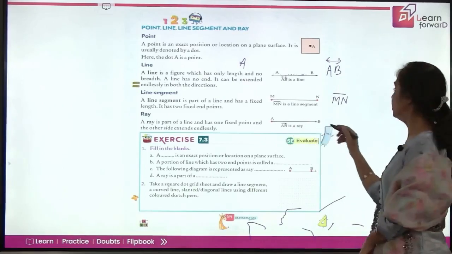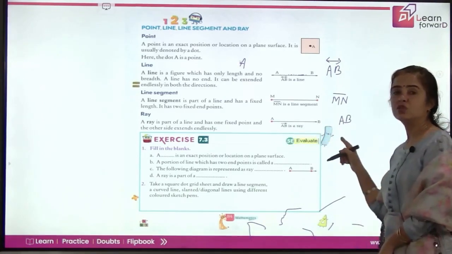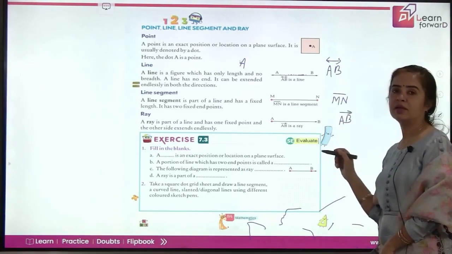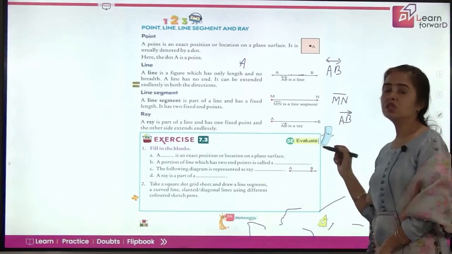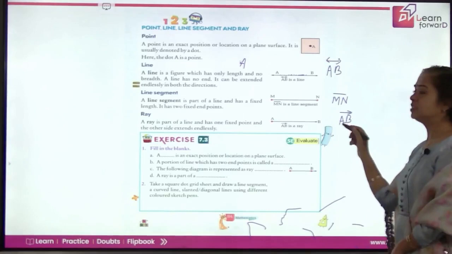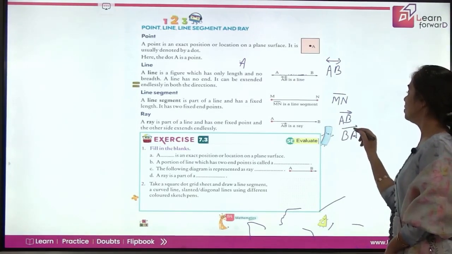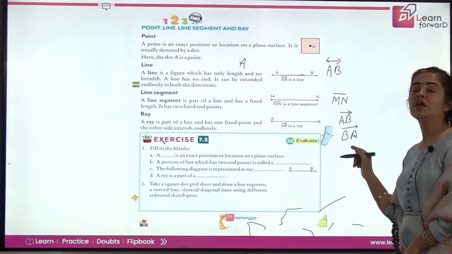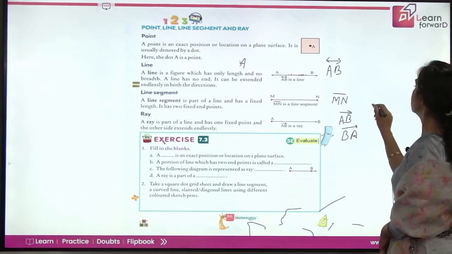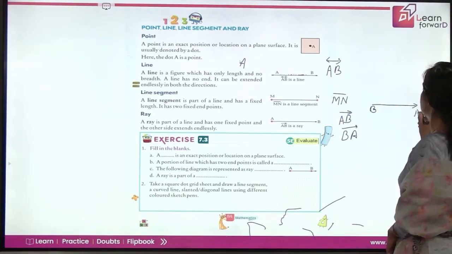If you have to write this, AB. Because the starting point is A, we will write A and draw an arrow over it like this. This will show that AB is a ray starting from point A. And if I write BA, it means BA is a ray which starts from point B. So it will be like this. This is B and here it will be A.